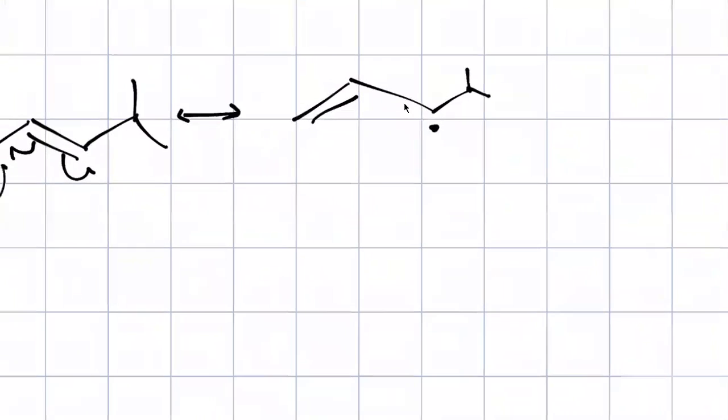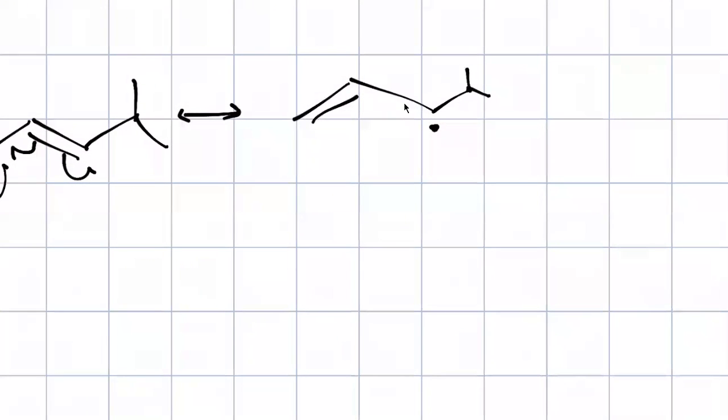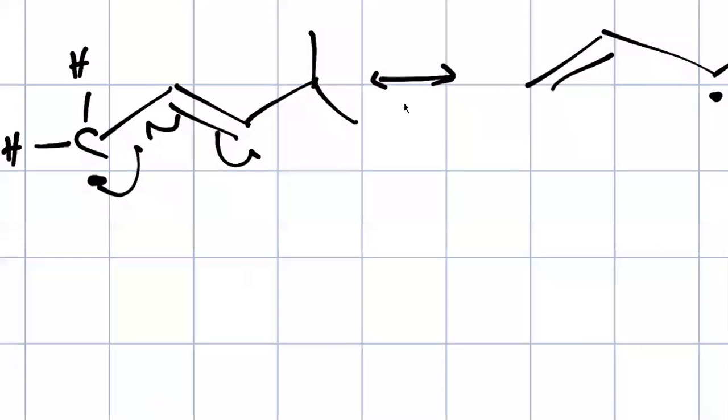Dr. Russell, I have a question. Go ahead. So why are there 2 arrows coming out of the double bond right there? Is that just because there's 2 electrons attached to it and we're moving it?